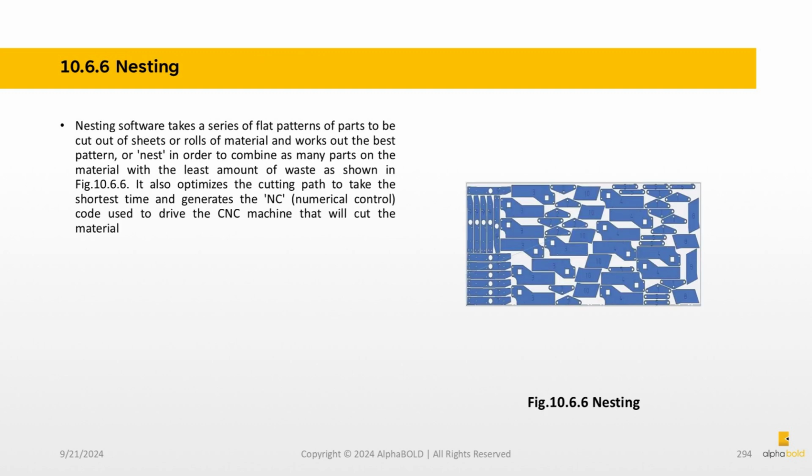Nesting software takes a series of flat patterns of parts to be cut out of sheets or rolls of material and works out the best pattern, or nest, in order to combine as many parts on the material with the least amount of waste. It also optimizes the cutting path to take the shortest time and generates the NC, numerical control, code used to drive the CNC machine that will cut the material.